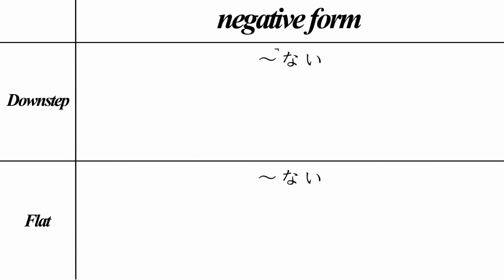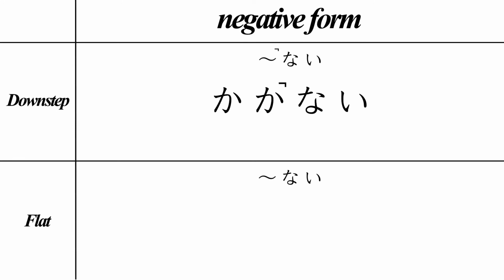Next, negative form. In the negative form, the accented mora also differs between the downstep type and the flat type. In the downstep type verbs, the accent falls on the mora before な. For example, 書く turns into 書かない. So the accent falls on the second か. 書かない.